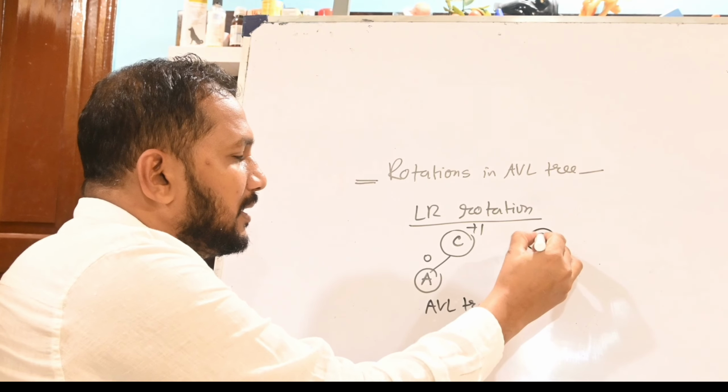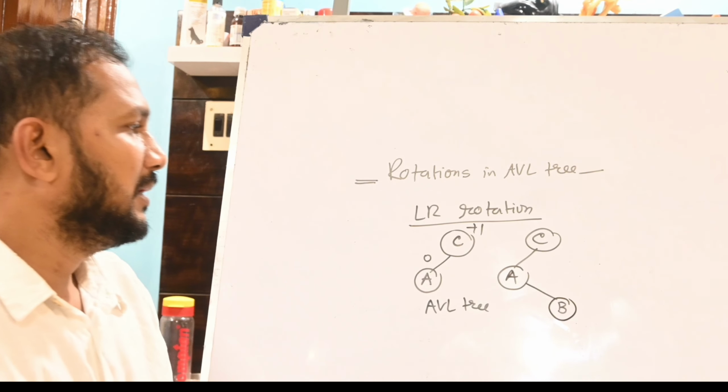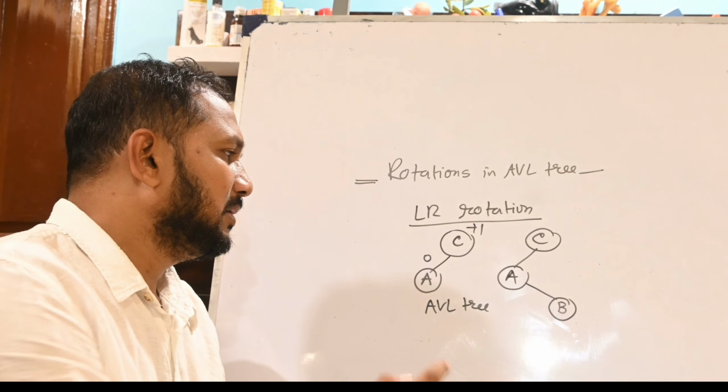Now with C and A, insert B to the right hand side of A. Now it is not an AVL tree.